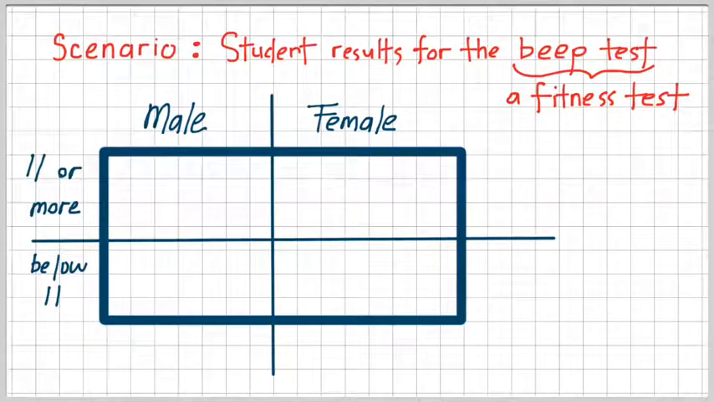Here's a scenario. Student results for a beep test. We're going to look at male and female students, as it says on the top there, and we're going to look at their scores for the beep test, which, if you don't know what the beep test is, is just a fitness test. The two scores we want to look at are either the students got 11 or more, or they got below 11. Now 11 is chosen here because if you got 11 on the beep test, then you are actually quite fit.